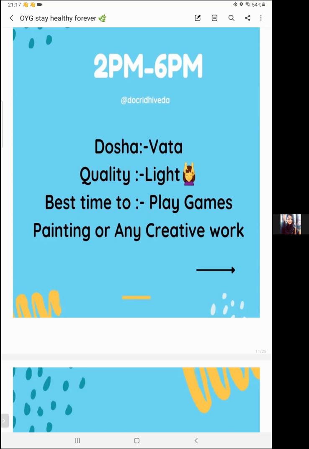So you can do all the creative work in this time. And if you want to paint something, you will be more creative in this time. If you want to play something, you will be more active in this time. So 2 p.m. to 6 p.m. is the time for Vata dosha.